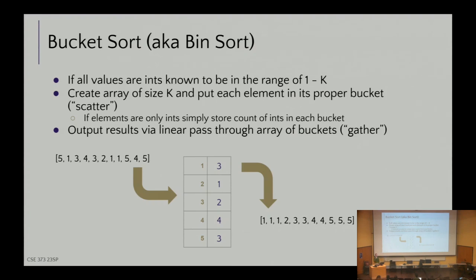What do we think the runtime is of this? Does anyone want to guess what we think the runtime is? What's the runtime to go from list to buckets? Yeah, linear. I'm just looping over at one time, counting things up. What is the runtime to loop over the buckets and produce the final sorted list? Yeah, also linear. Really convenient.